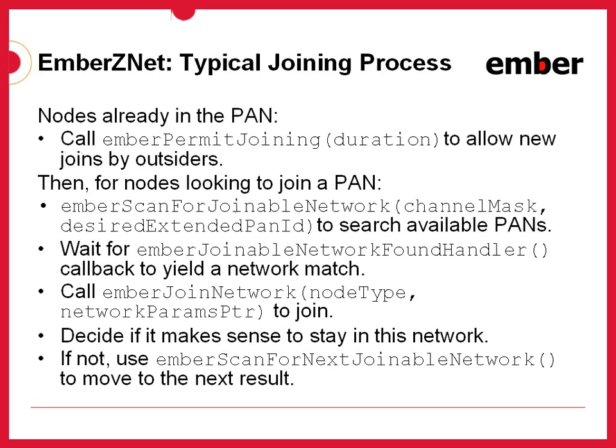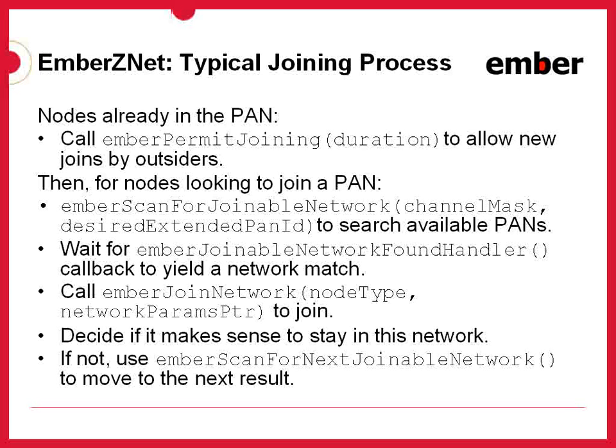Examining this further with respect to Ember's implementation, for a node that's already in the network, it's typically going to be calling the Ember permit joining function with a given duration of a number of seconds that says this device is going to allow new devices to associate through it into the network for this many seconds. If you're the device that's trying to come into the network, you're looking for a node that's recently done a permit joining action, so it's permitting new devices.